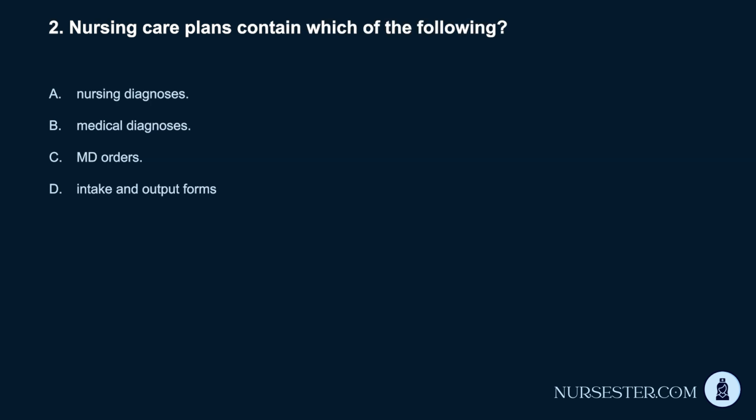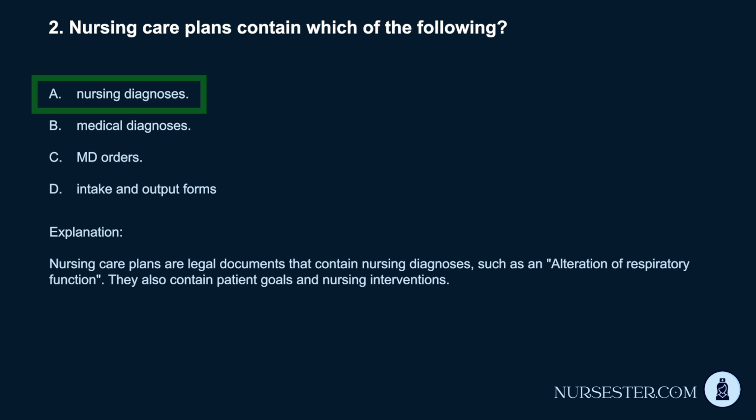2. Nursing care plans contain which of the following? A. Nursing diagnoses. B. Medical diagnoses. C. MD orders. D. Intake and output forms. Correct answer: A. Nursing diagnoses. Nursing care plans are legal documents that contain nursing diagnoses, such as an alteration of respiratory function. They also contain patient goals and nursing interventions.